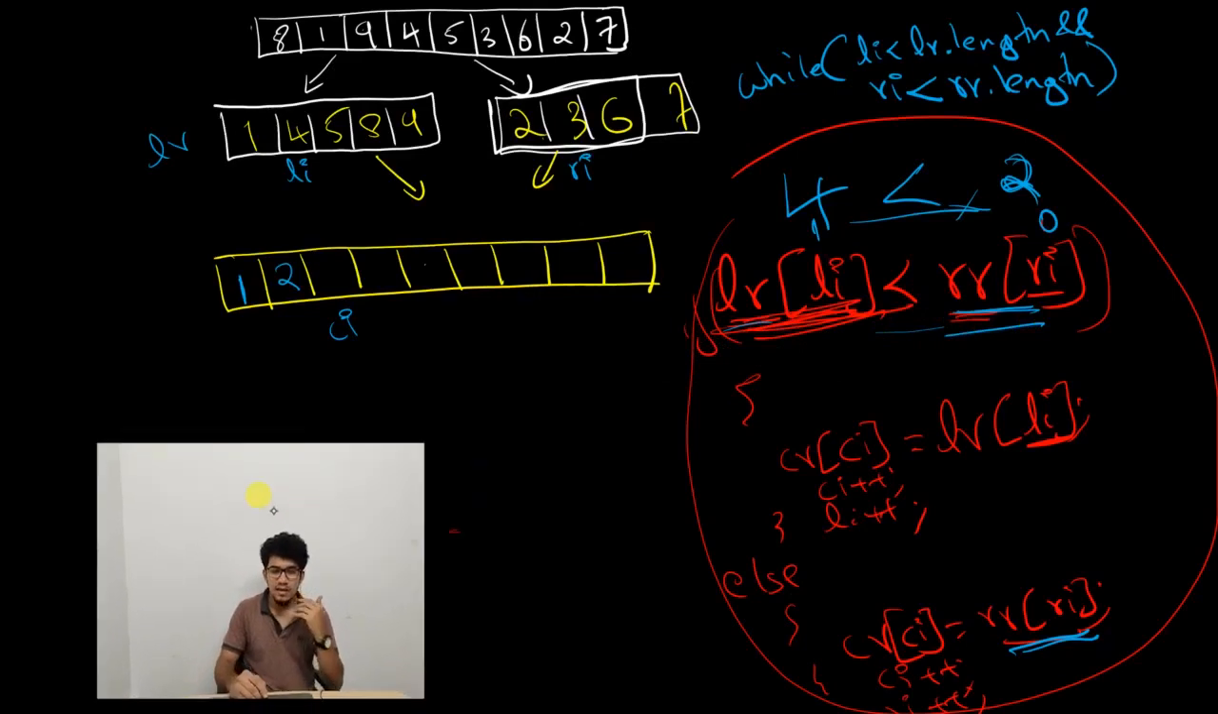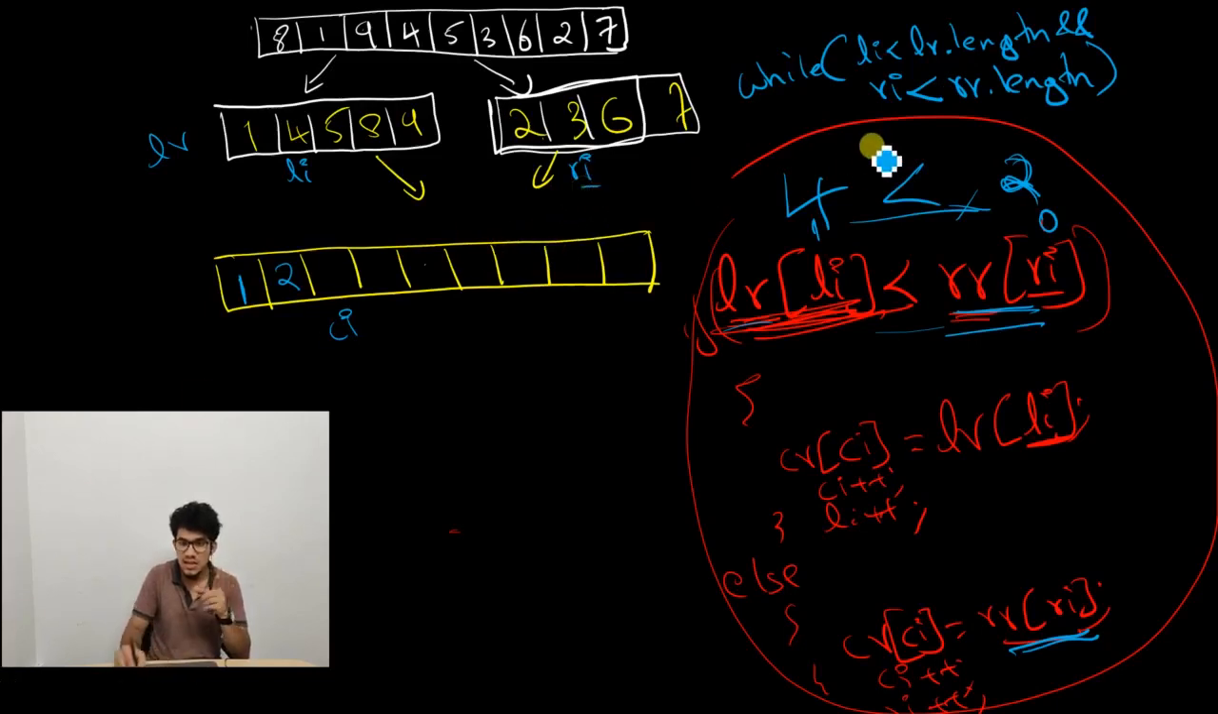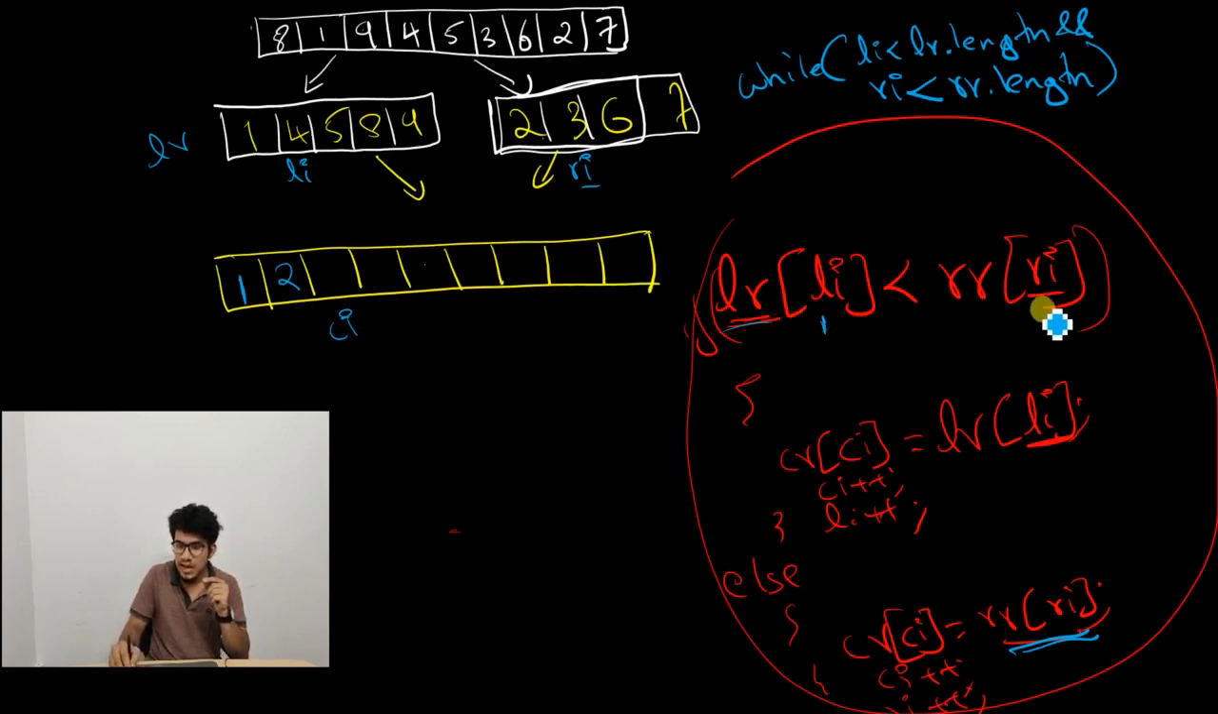Okay, so now it will check the condition again, that is Li and Ri. Are they within the range? Yes, they are within the range. Then we'll come inside now. Li value is what? 1. Ri value is 1. Okay, let me write here. Li value is 1, Ri value is 1.